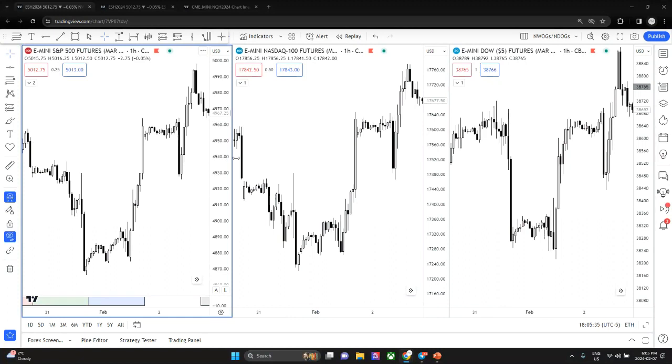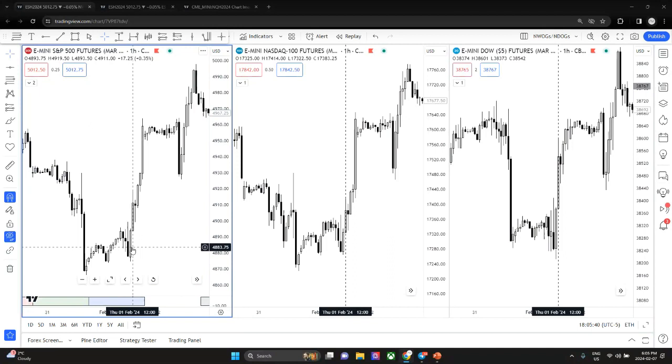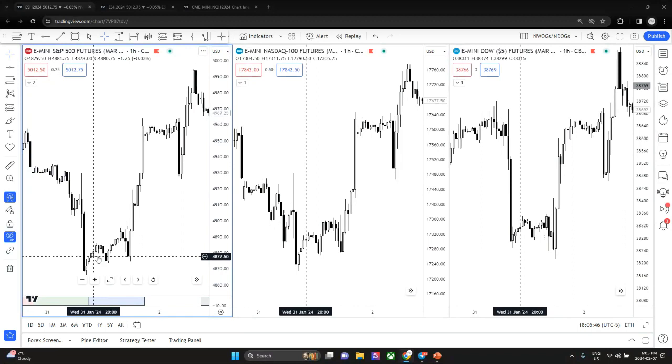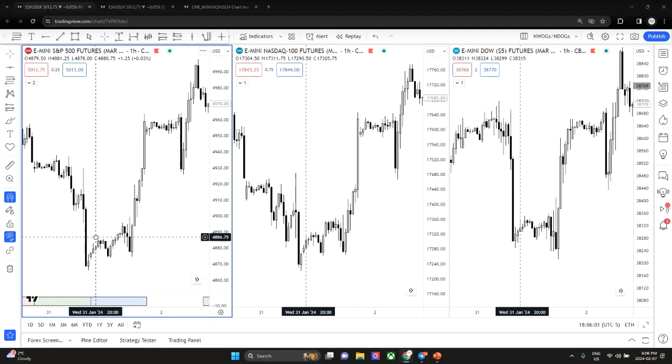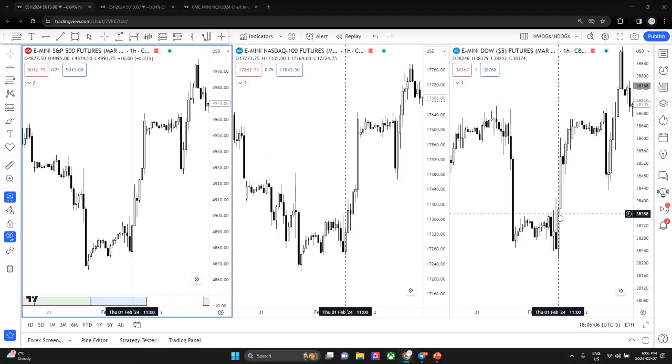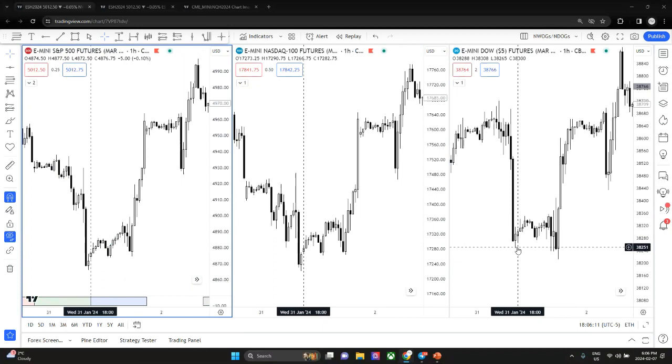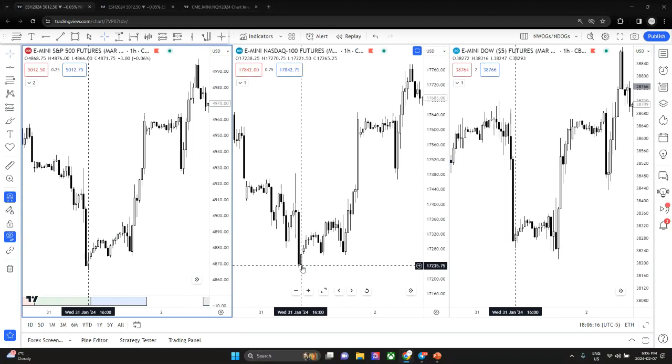So this low right here failed to break below this one during Thursday's price action, right? This low was formed on Wednesday, which I believe was the low of the week. Yes, it was, before Thursday occurred for Dow Jones. So we had Dow take out this low while NASDAQ couldn't do that, or the S&P 500.